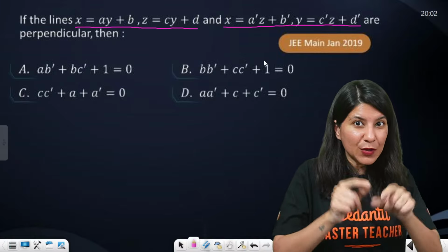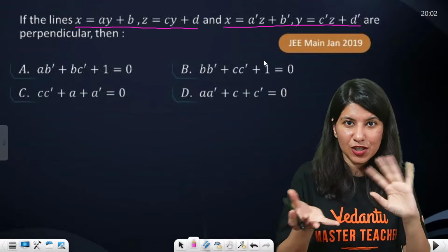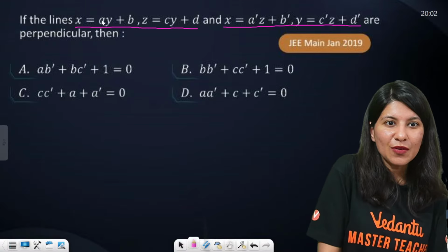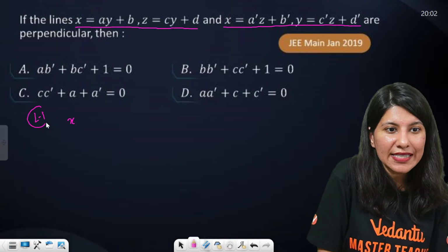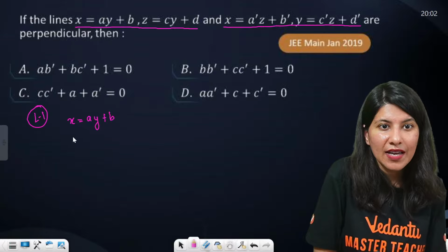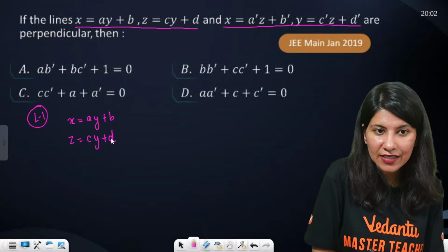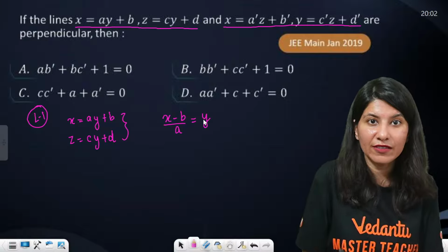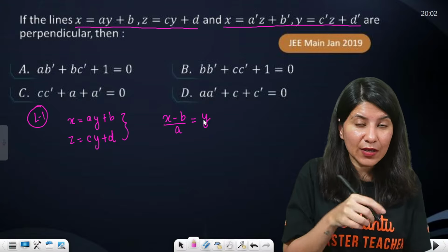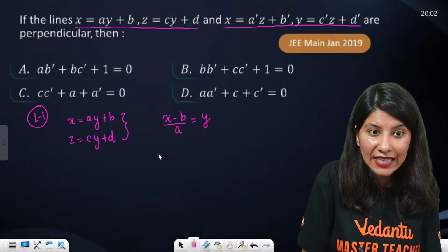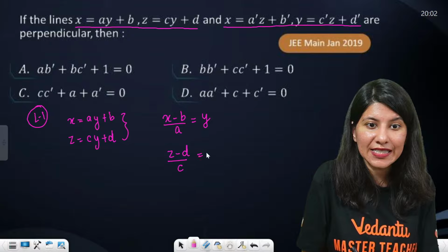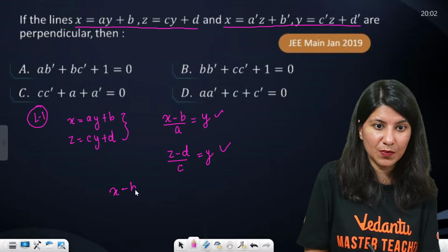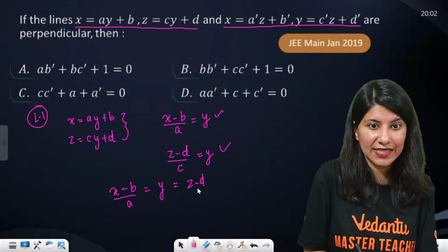Now, if I do a little bit of manipulation here and there, you'll be like, yes, this is actually looking like a line. Let me tell you. These are the two equations. Line number 1 is having two things: x equals ay plus b and z equals cy plus d. So this becomes x minus b upon a equals y. From the first equation I am calculating the value of y, and from the second equation the same thing: z minus d upon c equals y. Now can you see both y can be equated? So x minus b by a equals y equals z minus d by c.